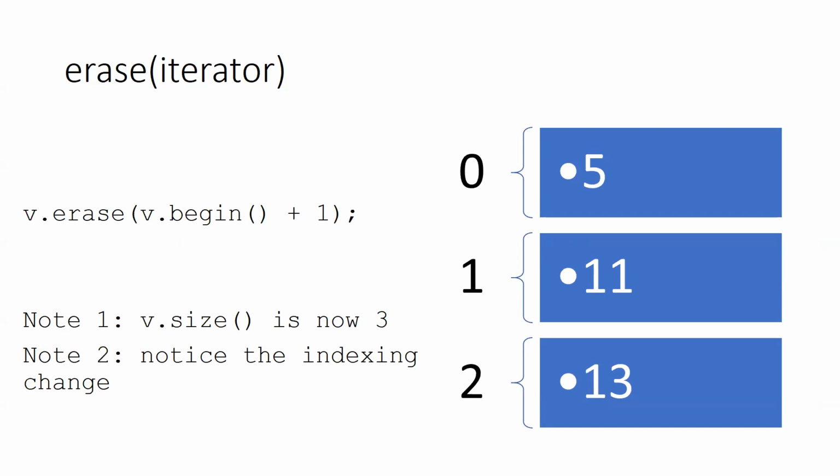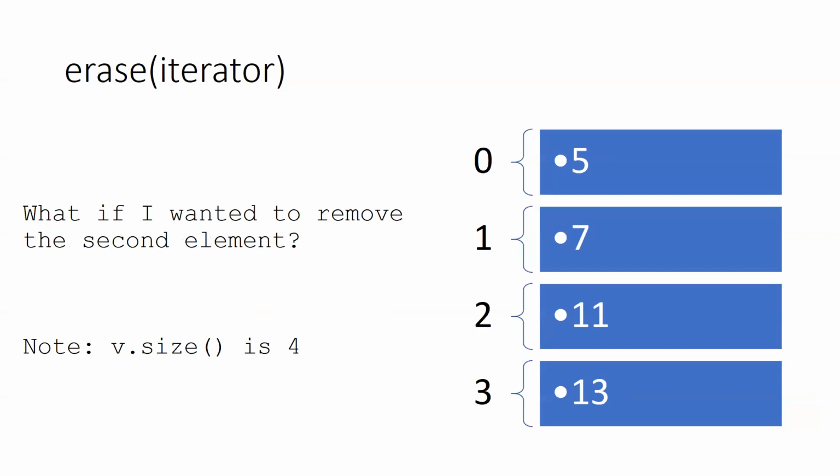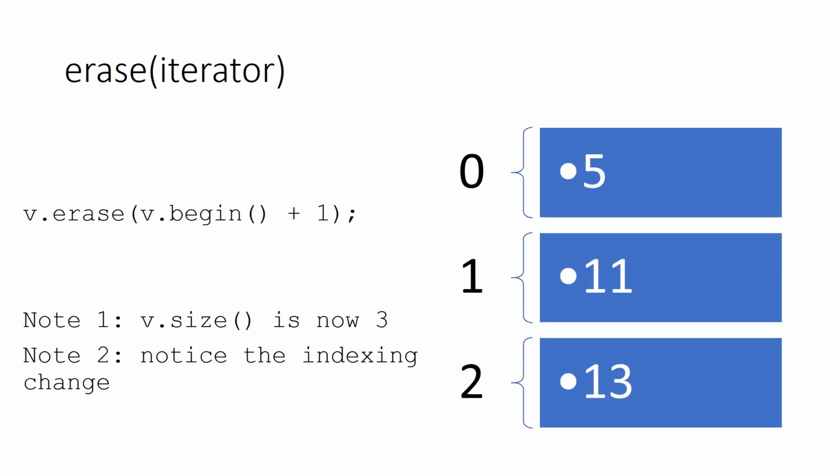So v.erase would be v.begin plus 1. And after you've run that, the first thing you should note is that v.size will now go to 3, because while there were 4 elements, now there are 3. And you will notice that the indexes have now changed, right? The number 7 has gone, so 11, whereas it was at location 2, has now gone to location 1, right? Indexes are always in order. So when you erase something, the order still has to remain. Okay? No missed off or missing or blank spots or anything like that, right?